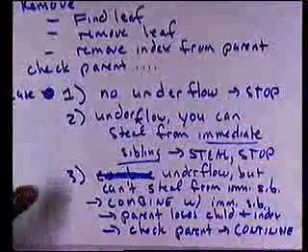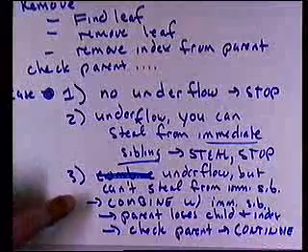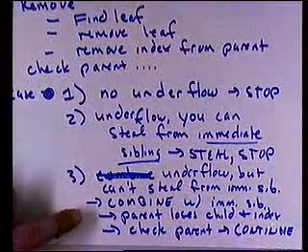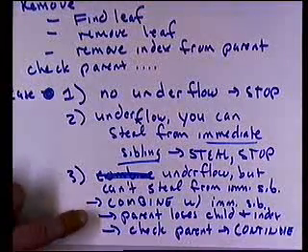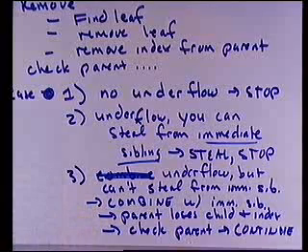If you underflow but you can't steal from your immediate sibling, you combine with your immediate sibling, then you take an index from the parent. So the parent loses a child and an index, and so you have to continue by checking the parent.